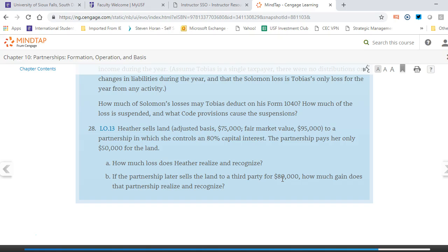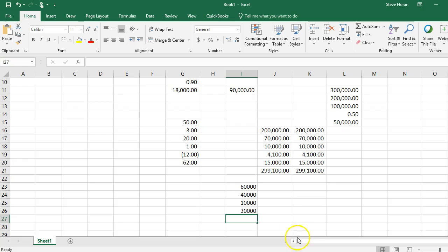It reports initially a gain of 30, $80,000 selling price, minus a $50,000 cost basis, but then they have to offset that gain by the $25,000 loss that Heather did not deduct. So that gets us down to the $5,000. So let me just put that in Excel so you see it better. I don't think I explained that quite as well as I should have.